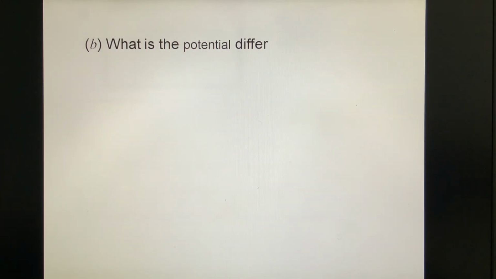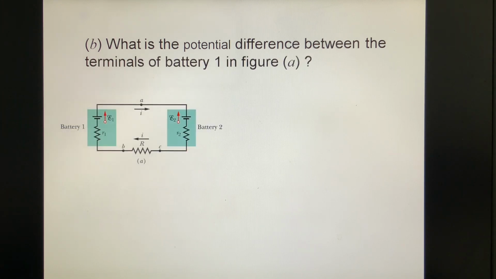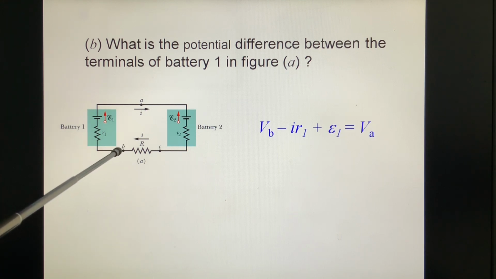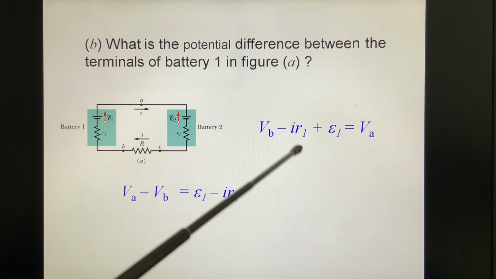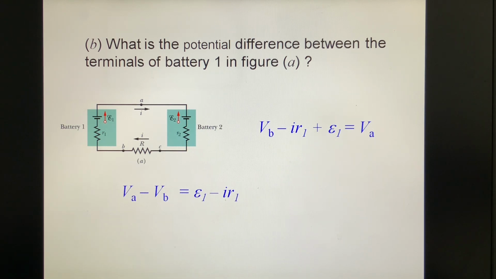Question B. What is the potential difference between the terminals of battery 1 in the figure? This is battery 1, these two terminals. This is V_B. Okay, you go along the current, you get a minus I R1, you plus epsilon 1, you get V_A. So V_A minus V_B equals epsilon 1 minus I R1. And then we know I. Okay, we just calculate. So we put the numbers inside, and we get the answer 3.84 volts.